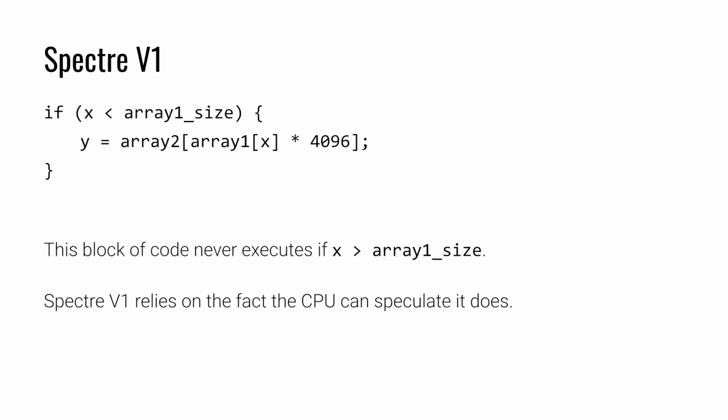The code snippet above is a minimal example where Spectre V1 applies. In it, we see that the variable x is first checked to make sure it is smaller than the size of array 1. Assuming that it is, x is used to index into array 1. The resulting value is then used to access array 2. Now, thinking about this block of code concretely, it should never execute if x is greater than array 1 size. Spectre V1 relies on the fact that the CPU can speculate that it does.